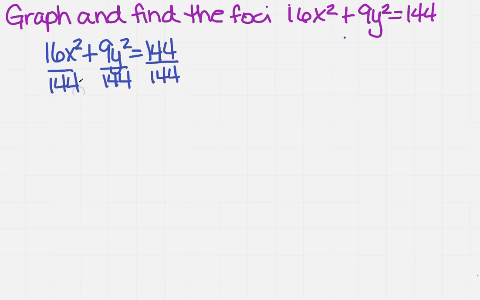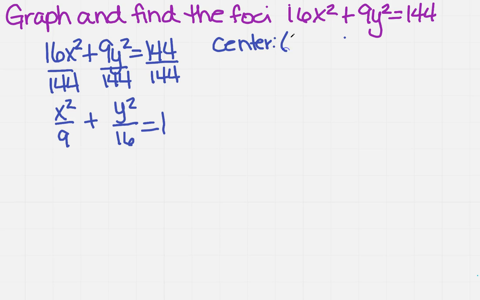Okay, so I've got that. So this becomes x squared over 9 plus y squared over 16 equals 1. Now we know that there's nothing added to x and nothing added to y, so the first thing I can write right off the bat is that the center is going to be at the origin.